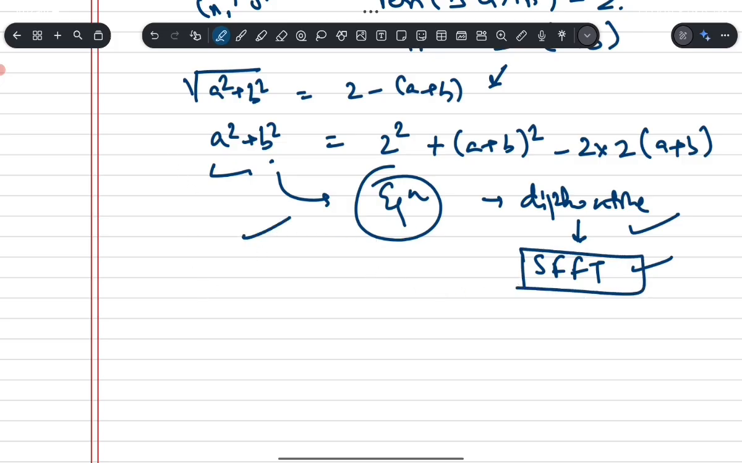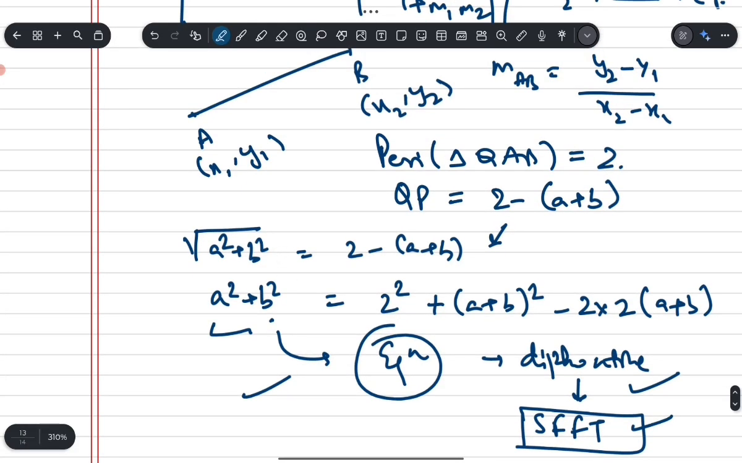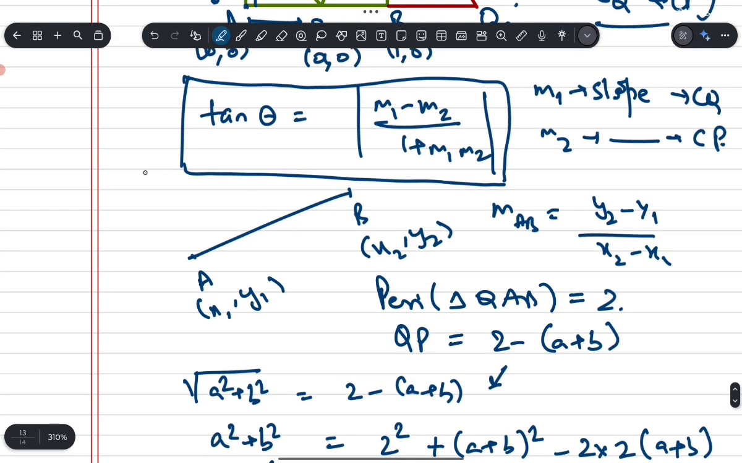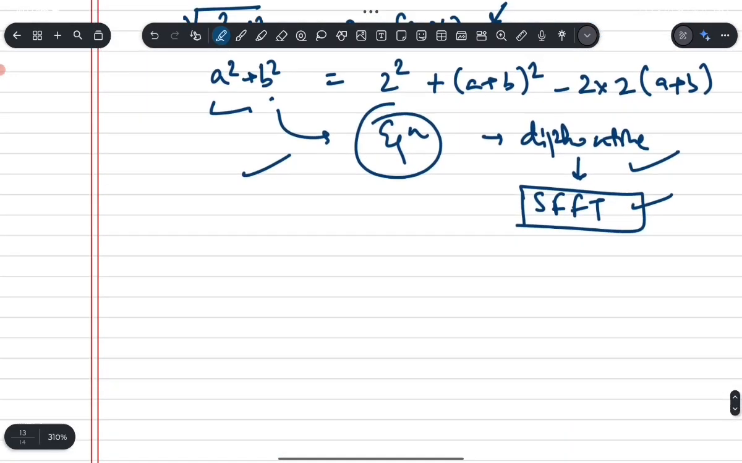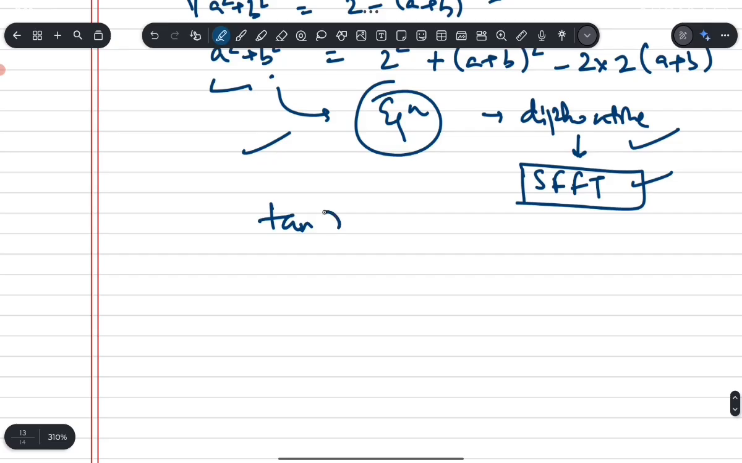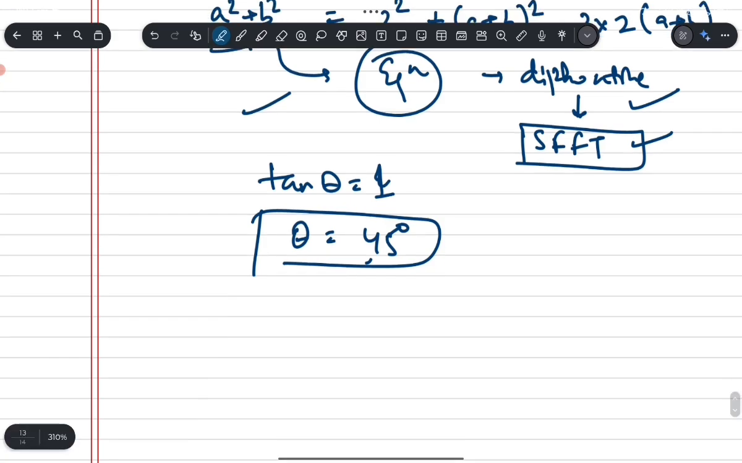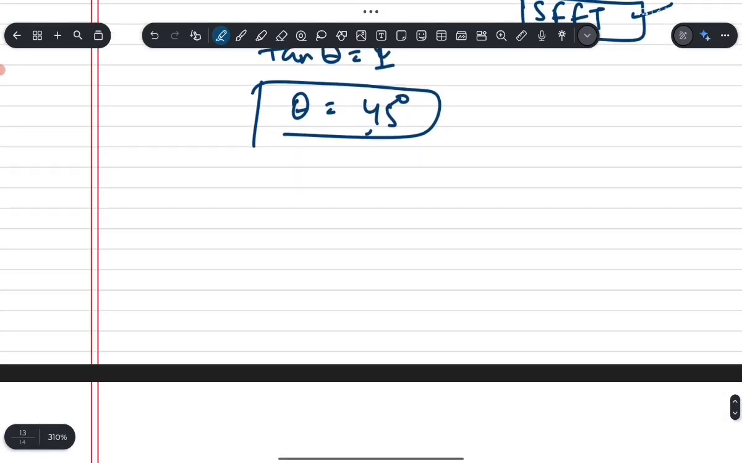Use it on the tan theta equation that we had earlier from the equation of straight lines. And when you do that, you'll realize tan theta comes out to be 1 and theta will be what? 45 degrees. So that is how you exploit coordinate geometry in these problems.